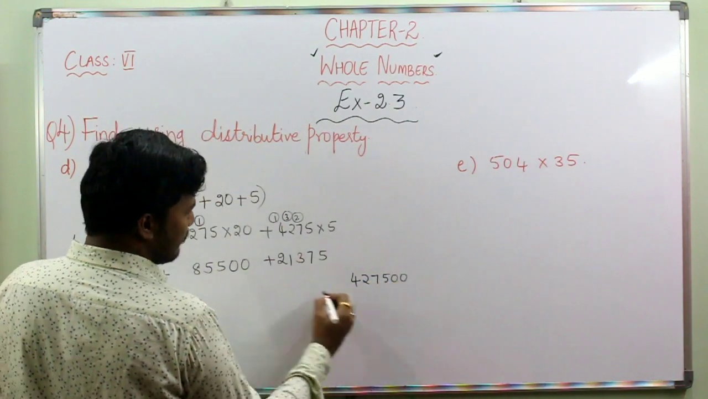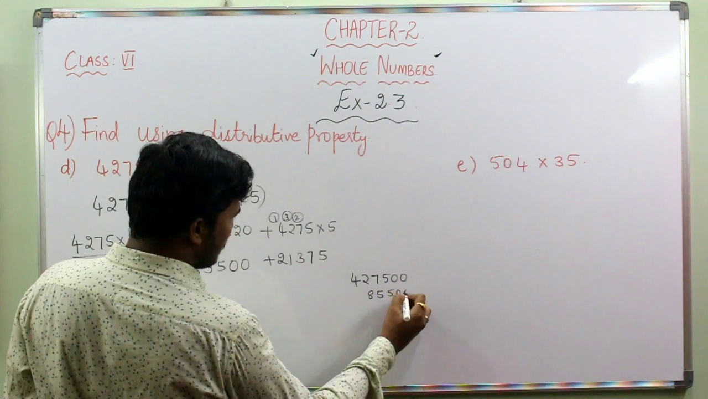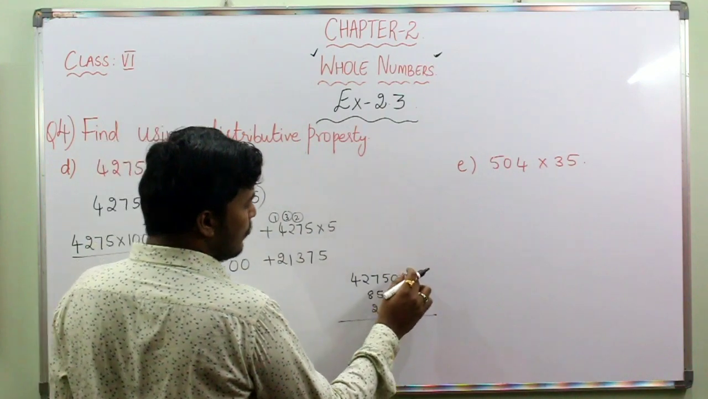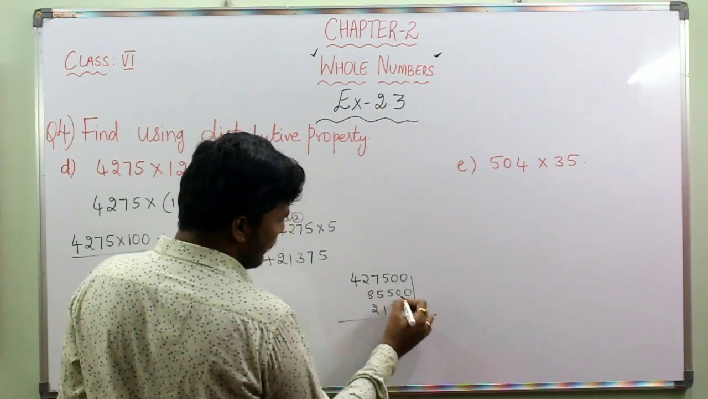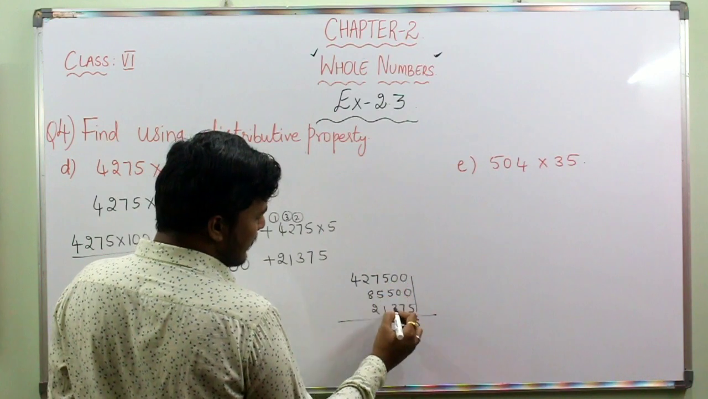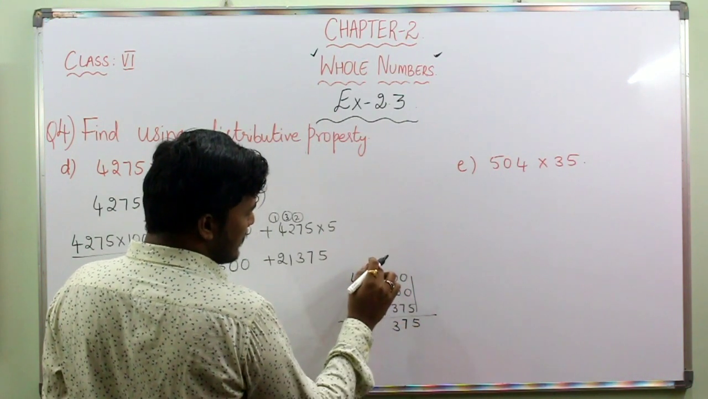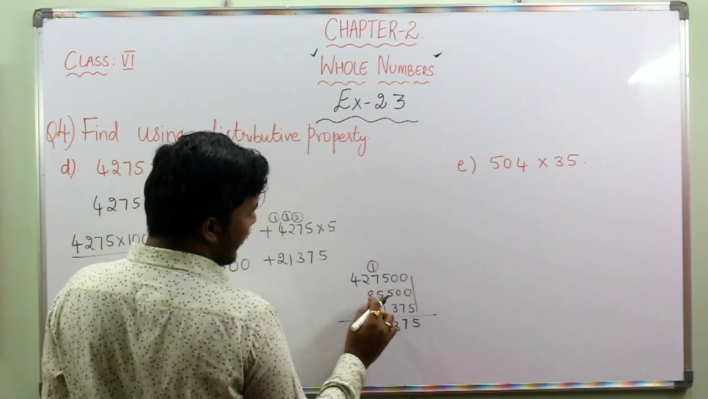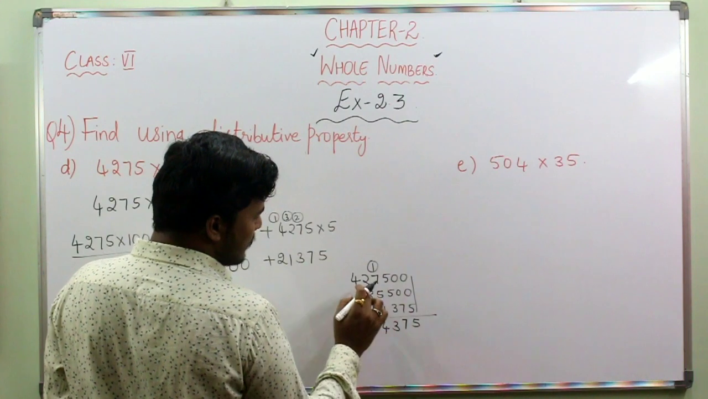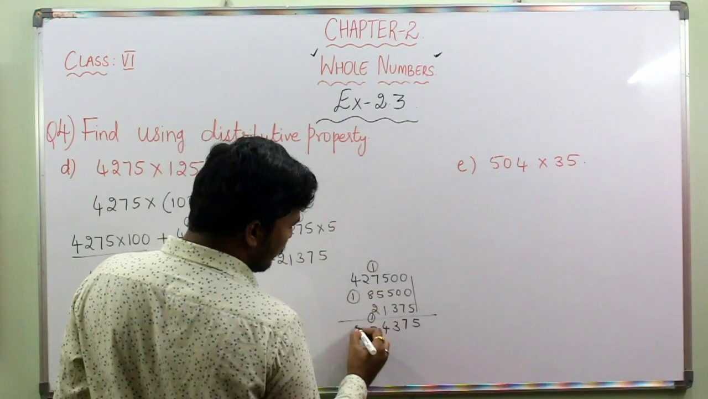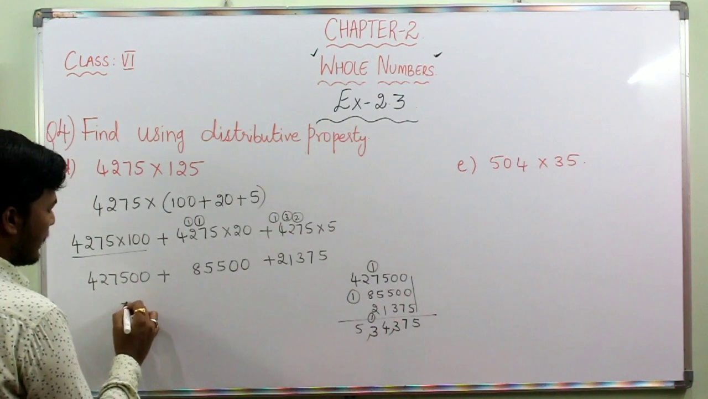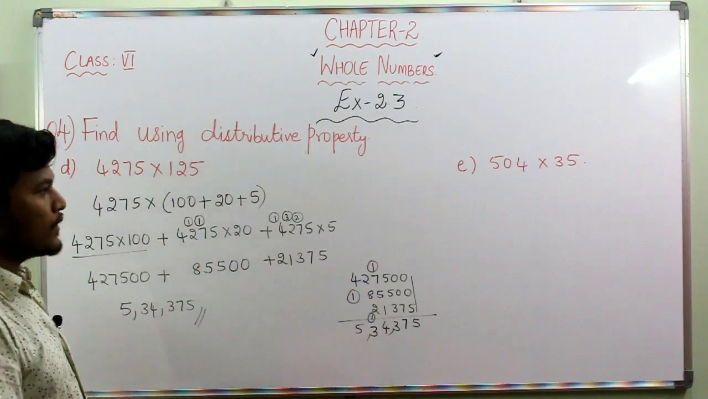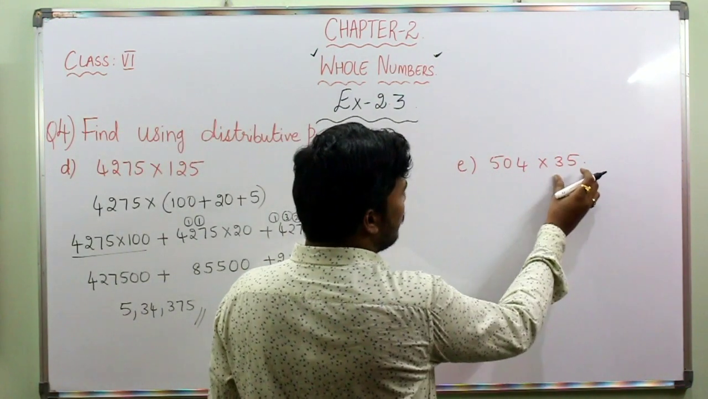That is 427500, and this is 85,500, and the next one is 21,375. So here at the last we have only 5, so 5, next is 7, 5 plus 5 is 10, 10 plus 3 is 13, 7 plus 1 is 8, 8 plus 1 is 9, 9 plus 5 is 14, 8 plus 2 is 10, 10 plus 1 is 11, 12, 13, and it is 5. So we place the commas, so it is 5,34,375.